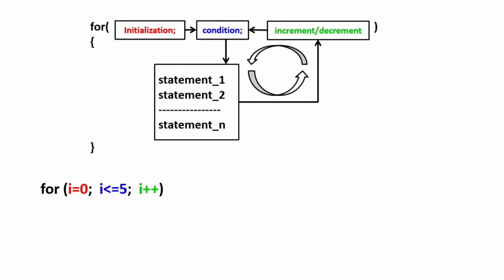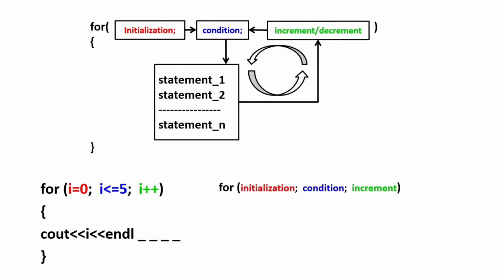We can take an example. For I equal to 0, I less than or equal to 5, I plus plus. Then you can write all the statements inside the curly brackets. Initialization is I equal to 0. Condition is I less than or equal to 5. I plus plus is incrementation.